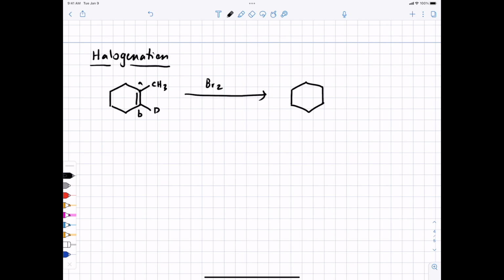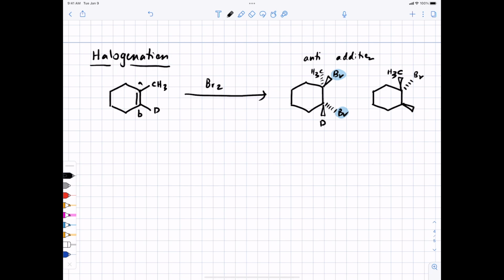The second feature is that the reaction is selective for anti-addition. That is, the bromines are going to end up on opposite sides. Always. Anti-addition of bromines. As before, because the alkene is a non-chiral starting material, you should expect to get both possible enantiomers. But unlike the alkene hydration or the alkene hydrohalogenation, you don't get any of the syn diastereomer. Okay?